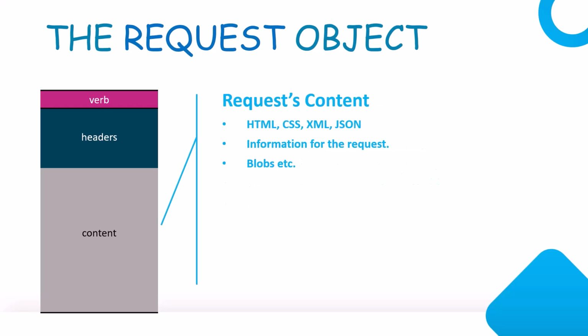And finally, we have content. Content is an optional field. Here we can pass the content that the server will require to complete the request. It can be a JSON object which can later be deserialized by the server to process the request. It can also be blobs that have to be created or updated.